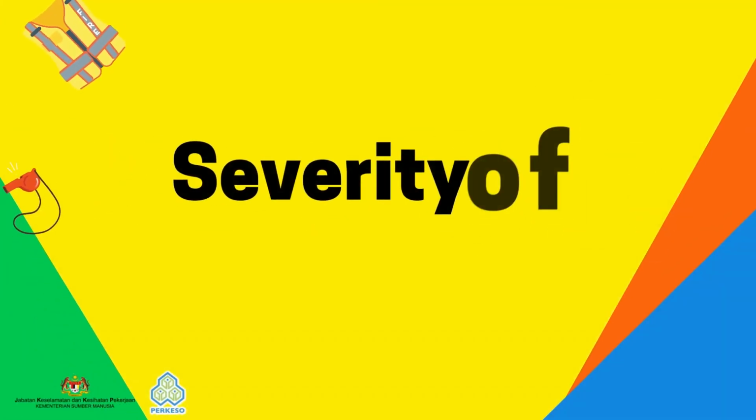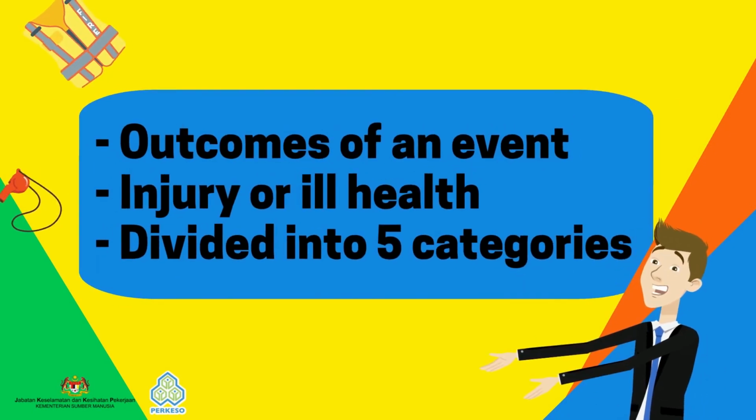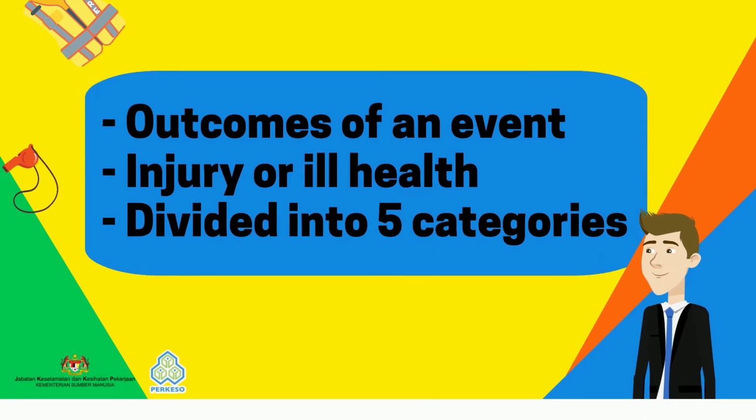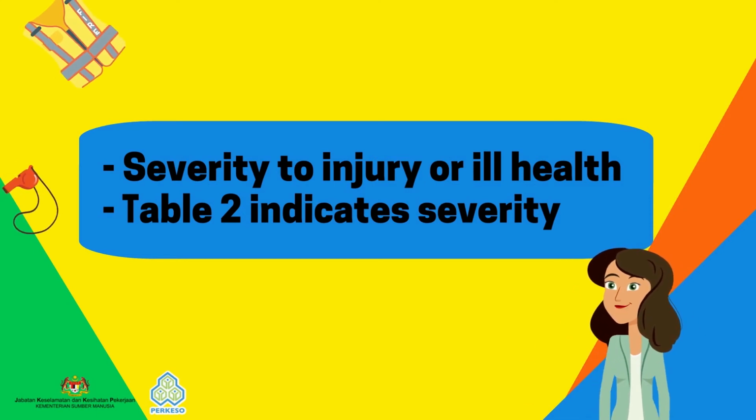Severity of hazard. Severity is the outcome or consequence from an event, such as severity of injury or ill health of people. It can be divided into 5 categories. Severity is based upon an increasing rating of severity of injury or ill health. Table 2 indicates severity by using the following table.